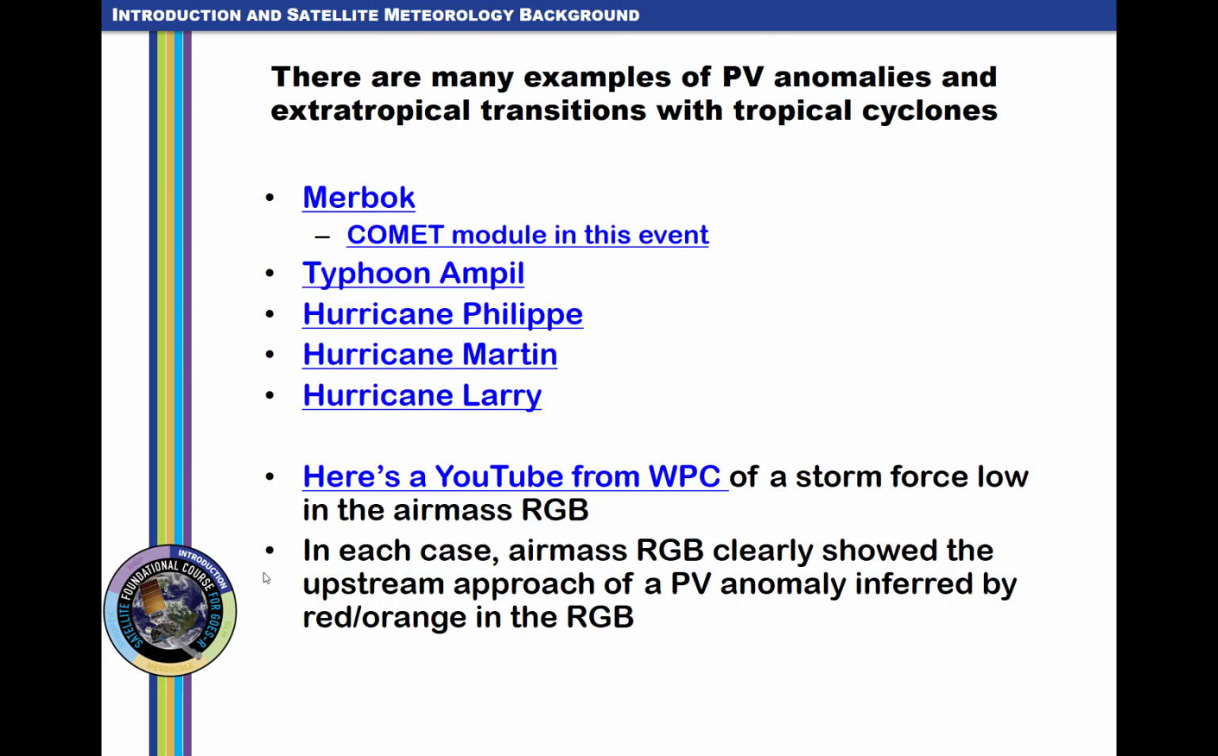PV anomalies frequently accompany extratropical transition of tropical cyclones. Look in the mid-latitudes for red and orange signals in the air mass RGBs that are approaching the tropical cyclone environment. Links to animations of some events are listed here. There's also a COMET learning module on Merbok and its impact on Alaska after transitioning to a powerful extratropical storm.